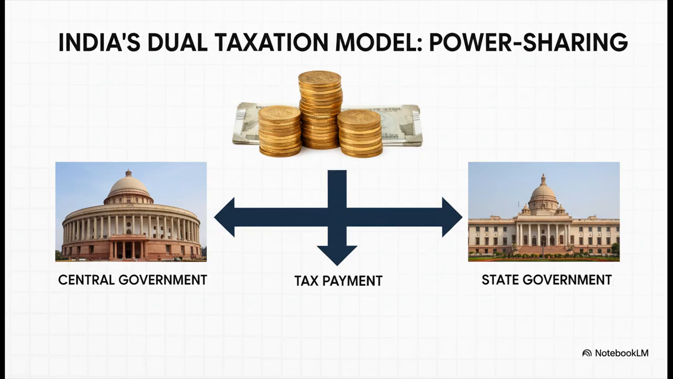You see, to make GST happen, the constitution itself had to be amended. That was the 122nd Amendment Act, and it was a huge step that gave both the central and the state governments the power to tax the exact same transaction.